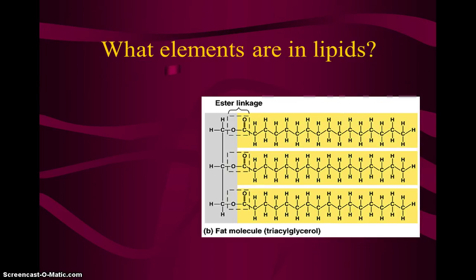All right. What elements are in lipids? Well, let's review carbohydrates. Remember the 3 major elements in carbohydrates: carbon, hydrogen, oxygen. Looking at this triglyceride, what 3 elements do you see? You see carbon, you see hydrogen, you see oxygen. Do you see anything else in this triglyceride? No. So carbon, hydrogen, and oxygen are the 3 elements that make up lipids. So carbohydrates and lipids are made from the same stuff, just rearranged in a different order.